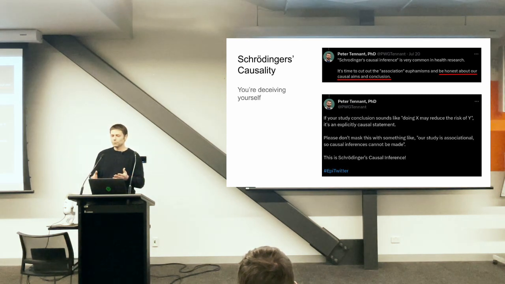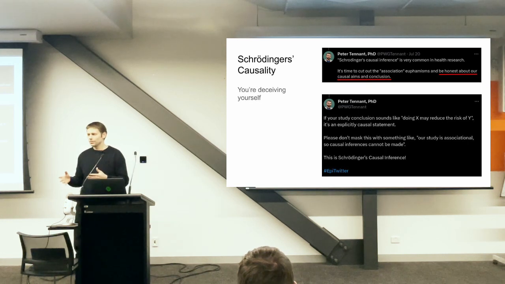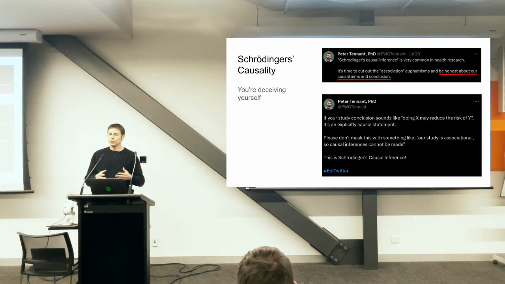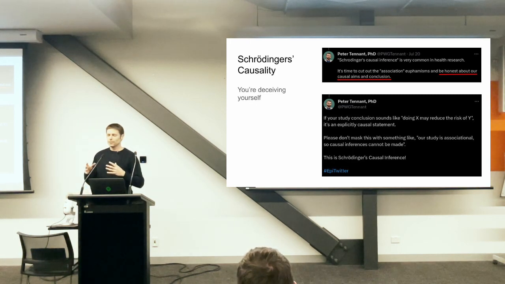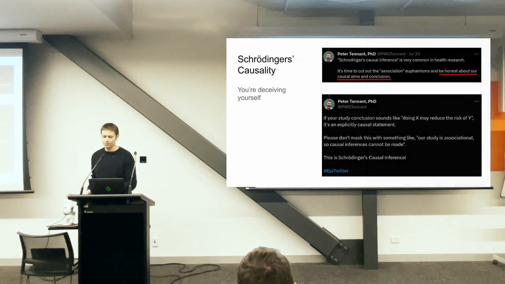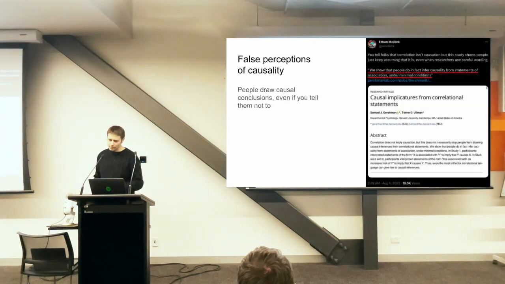And then later on when they get to conclusions, or the methodology, they say, this is an associational study, so we can't make any causal conclusions. And they kind of say, don't assume any causality here, this is just association. And so what they're doing is they're kind of sort of simultaneously saying that it's causal and it's not causal, and hence Schrodinger's causal inference.